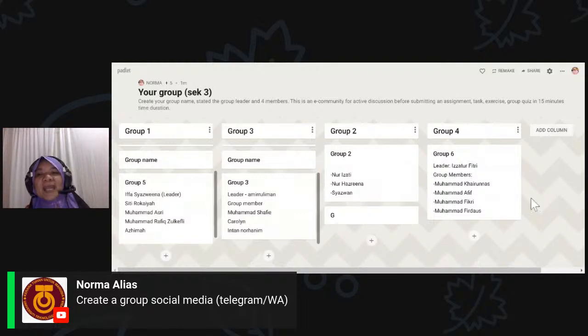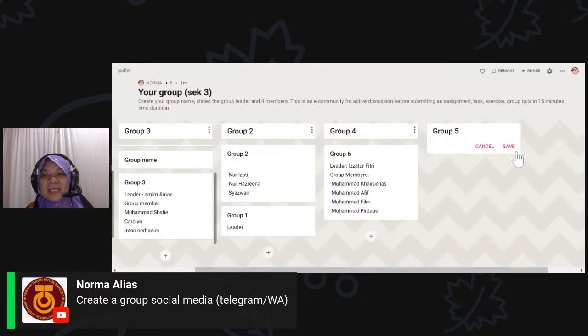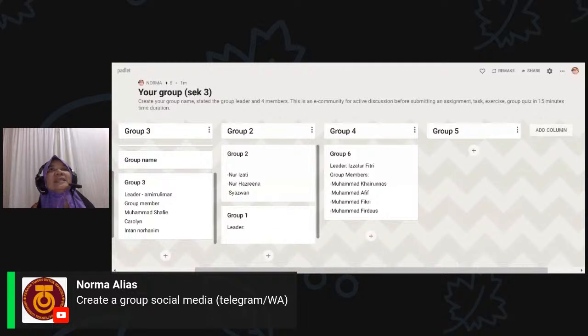How about the other groups? You can add a group here. Say this one is a group. Group 5, so I go to here and save. You can create a group here. It depends on section 3, which now only has 30 plus students. So you can add in.